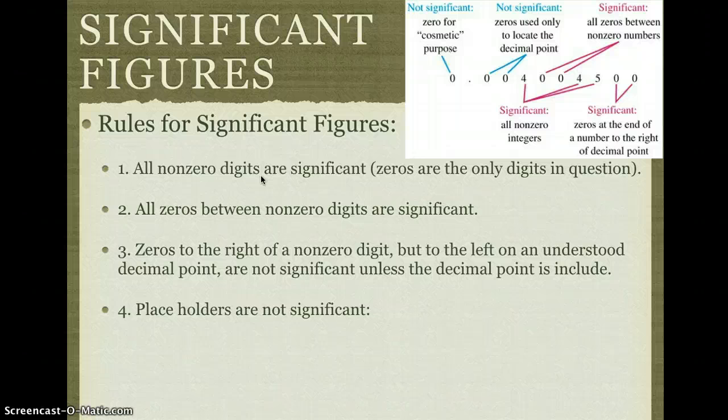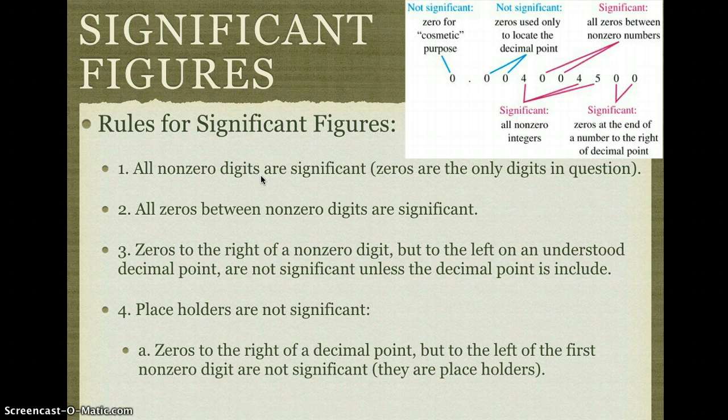This fourth rule is probably the most important rule looking at zeros. Placeholders are not significant. When we talk about placeholders, they're either placeholders saying how big a number is or how small it is, but a placeholder is not a significant figure within the measurement. They are significant zeros because they're saying how big the number is, but they're not considered significant figures.